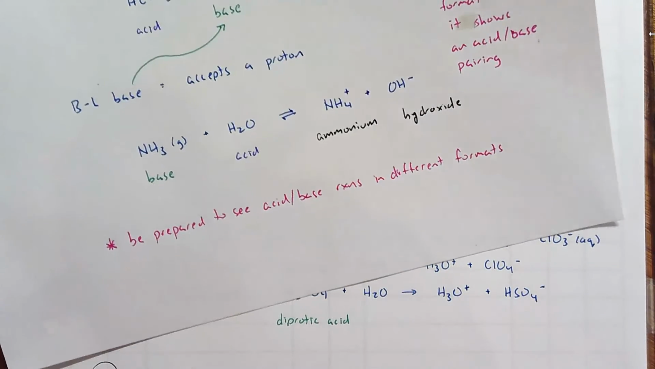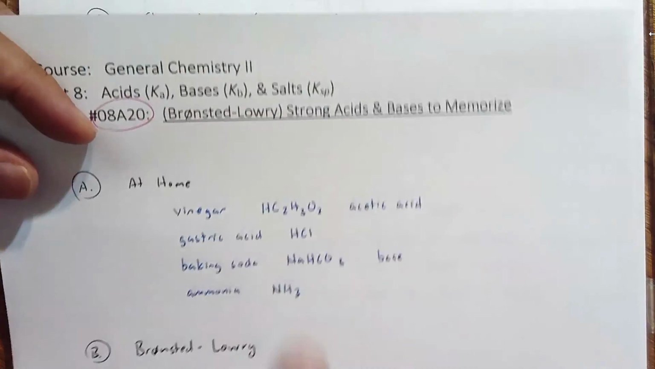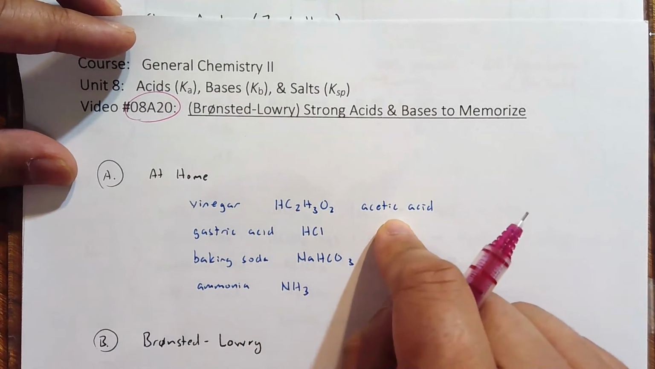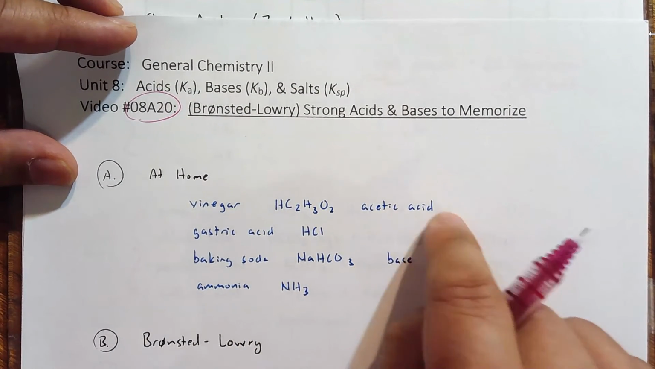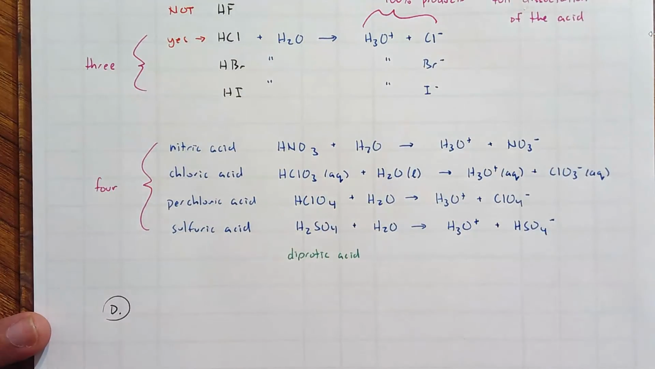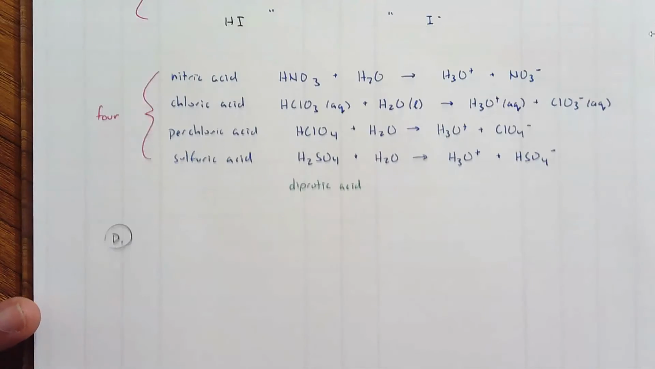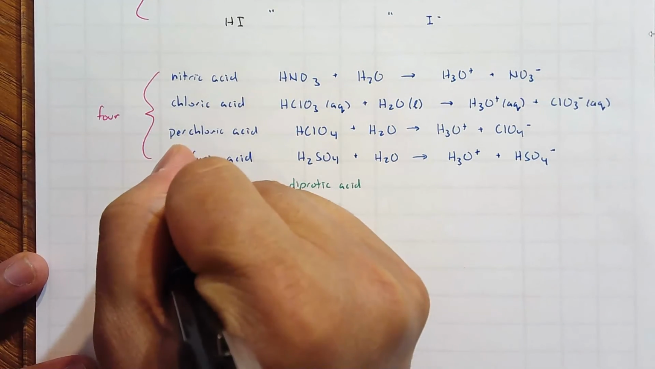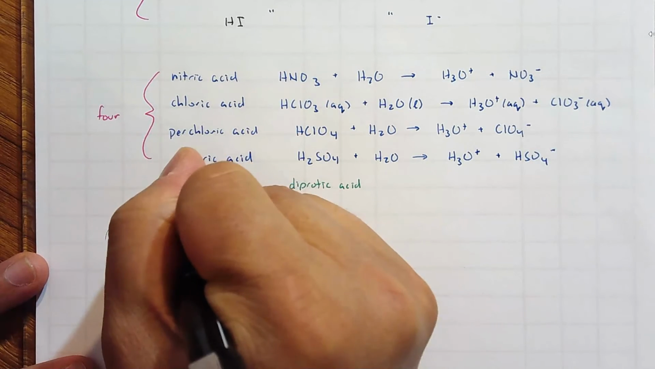So, for instance, there's a strong acid, but acetic acid is not a strong acid, it's a weak acid. So it partially dissociates. Once we get through the strong acids, a lot of the unit is going to be focused on weak acids. So don't worry, we'll get to weak acids aplenty in the next couple of videos.